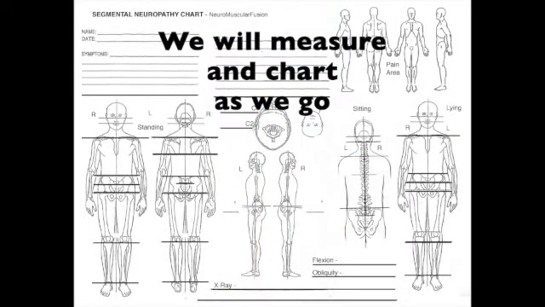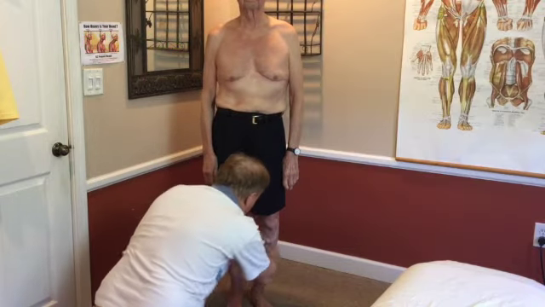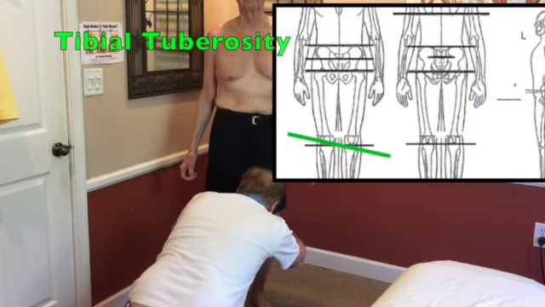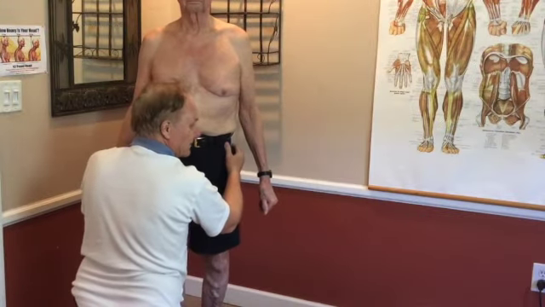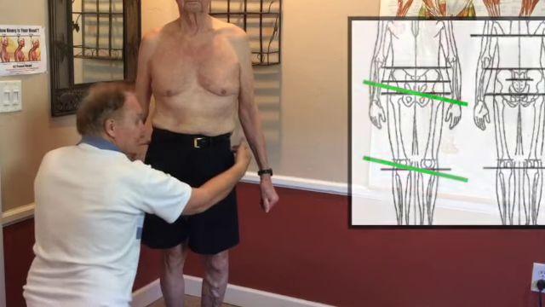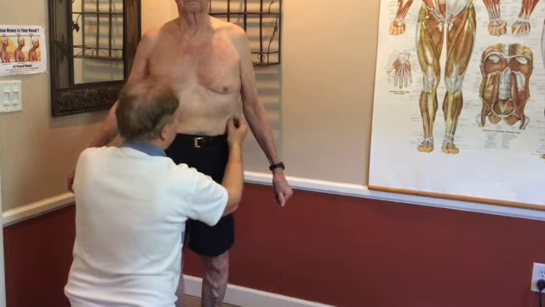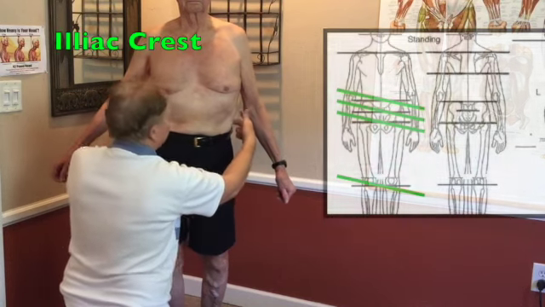Next we'll have a look at the malleolus and see if they're level. Then we'll check the tibial tuberosities and see if they're level. In this case the left is actually lower than the right. Next we'll check the top of the leg bones, the greater trochanters. Next we'll check the ASISs. Then we'll check the crest of the ilium. In this case the left's low.